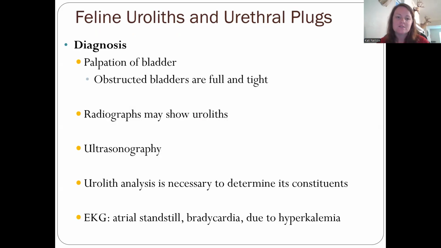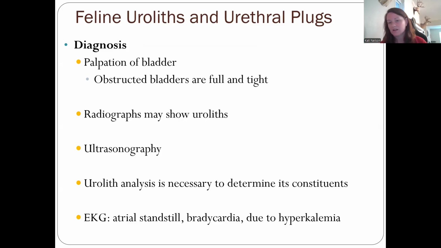So diagnosis: palpation of the bladder. Obstructed bladders are full and tight. Radiographs may show uroliths. Ultrasonography, you can stick an ultrasound on there. Urolith analysis is necessary so we can see what type of stone they are. Sometimes they look really similar. And then we do throw on an EKG, so with that rhythm we can see atrial standstill and bradycardia, right, due to hyperkalemia.